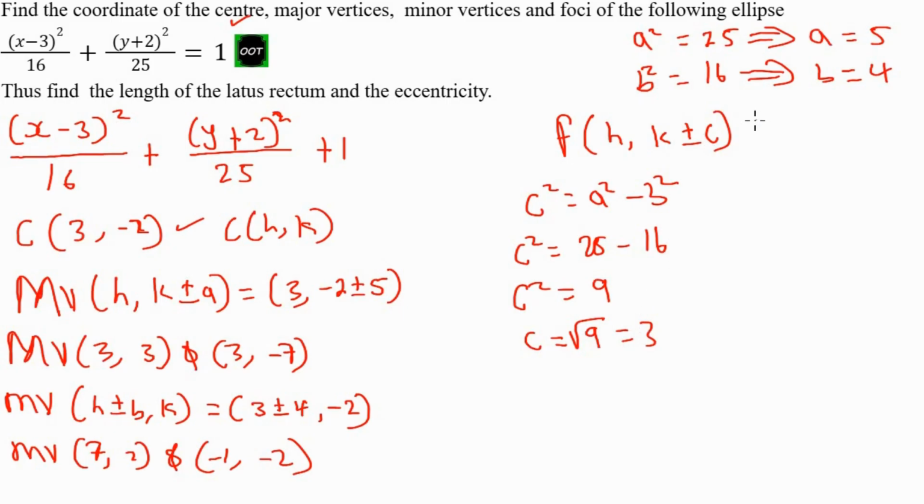So it means the foci, its coordinate would be h is 3. This is the value of h. That's 3. So we have 3, comma, the value of k is minus 2. So we have minus 2 plus or minus 3.